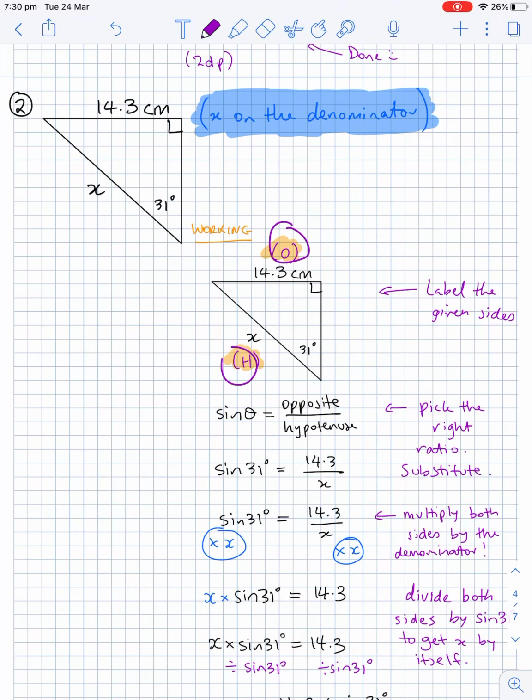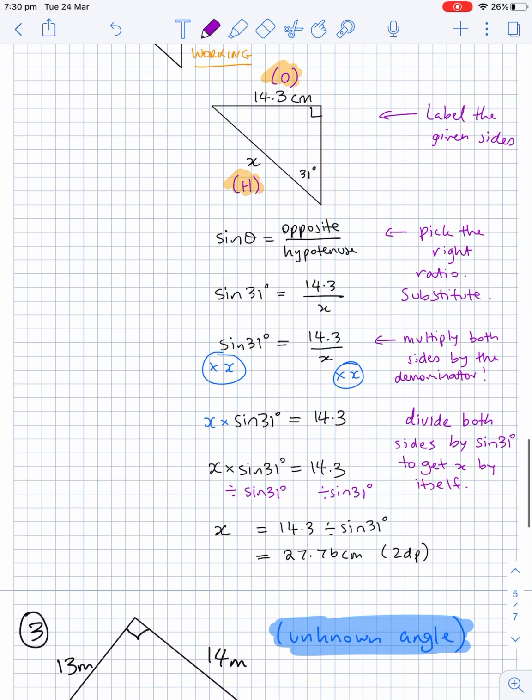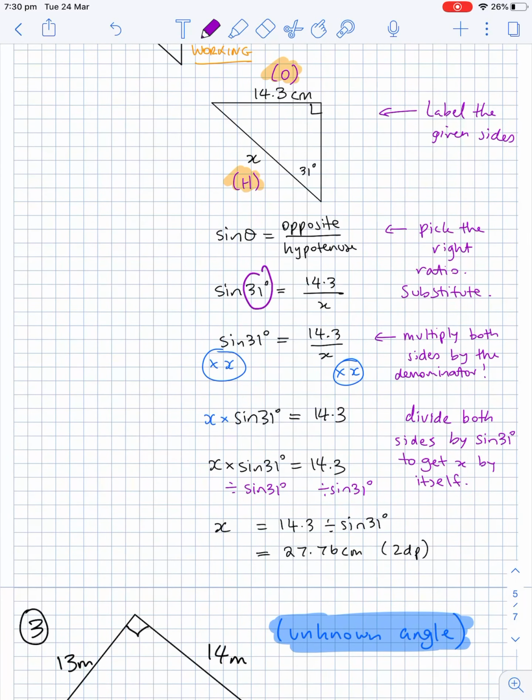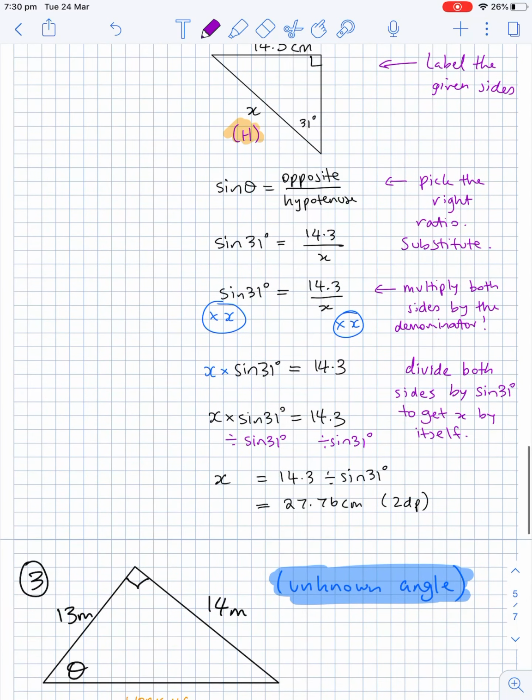So first up, I've labelled my sides O and H, following the correct procedure, because that's straight opposite. And this is my hypotenuse, the longest side. So O and H means our sine. We have to use sine because that was SOH. And then we substitute in. So our 31 goes in for our theta. Our opposite's 14.3 and our hypotenuse is x. And then from there, we need to get x by itself.